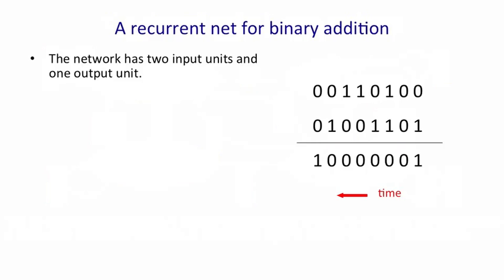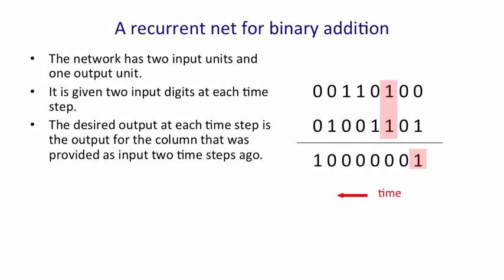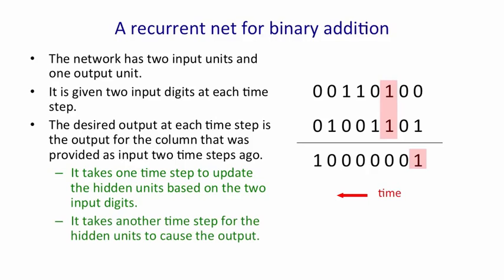So a recurrent neural net for binary addition needs to have two input units and one output unit. It's given two input digits at each time step, and it also has to produce an output at each time step. And the output is the output for the column that it took in two time steps ago. The reason we need a delay of two time steps is that it takes one time step to update the hidden units based on the inputs, and another time step to produce the output from the hidden state.